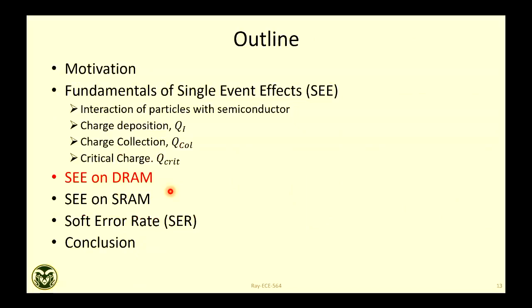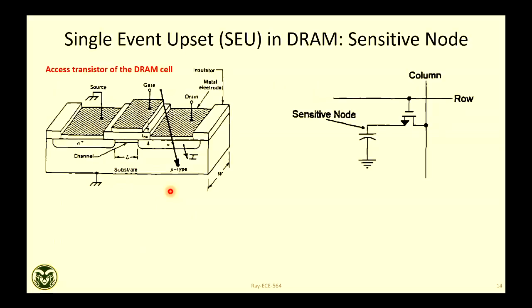So let's look at a few specific examples. We'll talk first about the DRAM upset mechanism and condition in more detail, then we'll talk about SRAM, and finally we'll conclude. So this is your DRAM cell, 1T, 1C. That's what we talked about in this course.